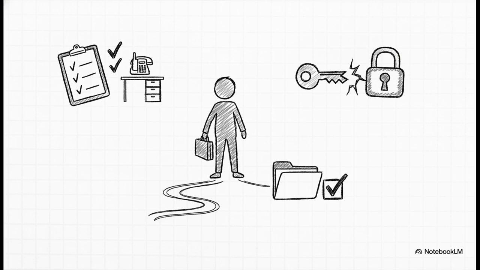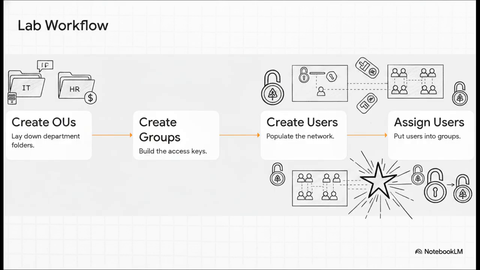You define a whole wealth of attributes: his phone number, his manager, his office location. You establish strict password policies that force him to change his temporary password on his very first login. And you assign his initial access rights so that on day one, Bob can actually sit down and get straight to work. Let's move on and see how this all builds into our final hands-on lab flow.